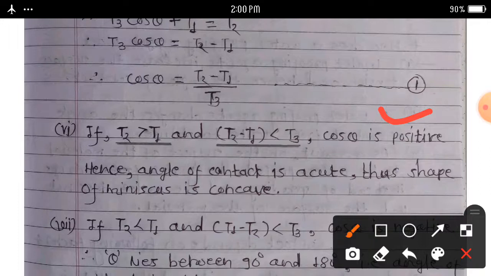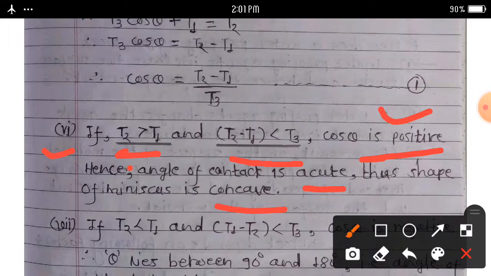Consider this case here. If T2 is greater than T1, that is, T1, the surface tension for the solid-liquid interface, is less than T2, the surface tension for the solid-air interface, and T2 minus T1 is less than T3, therefore cos theta is positive. Hence, the angle of contact is acute. Thus, the shape of meniscus is concave.